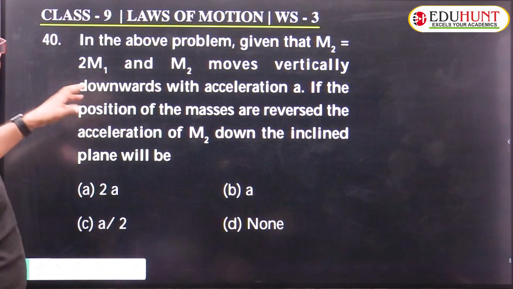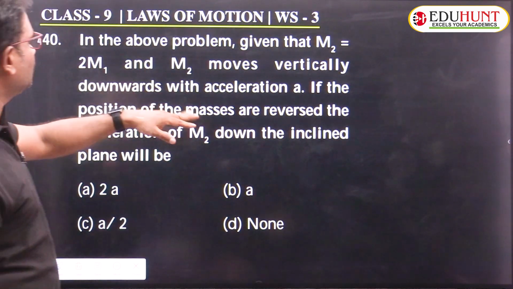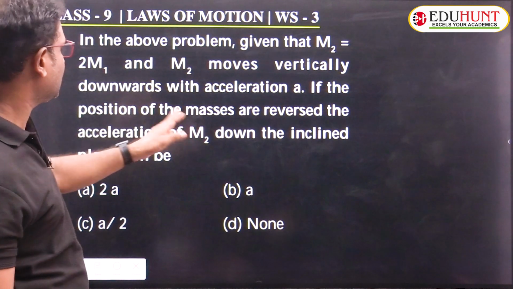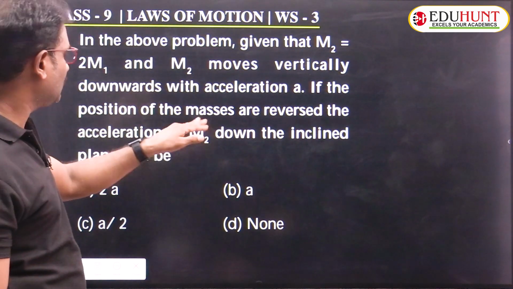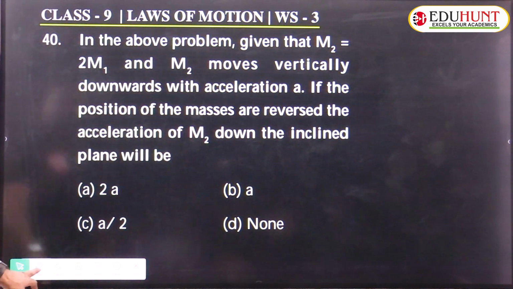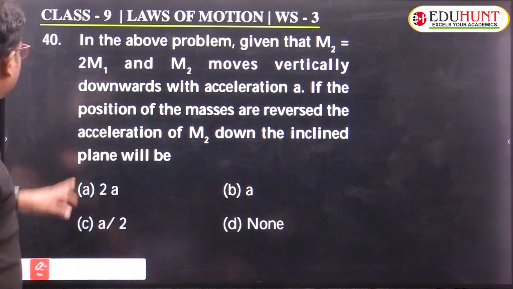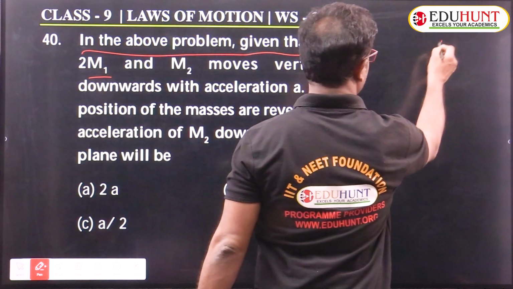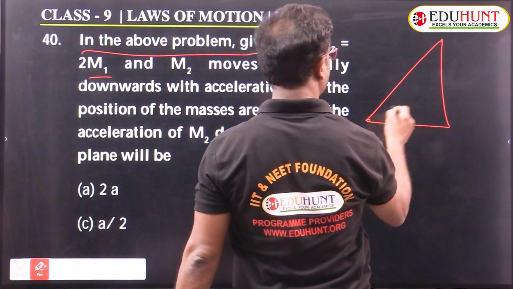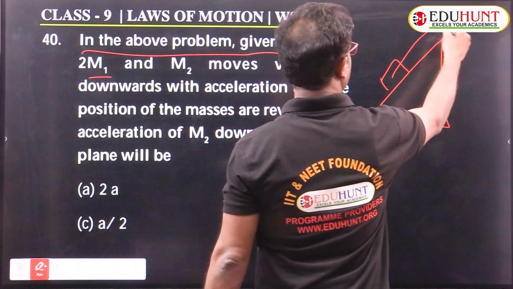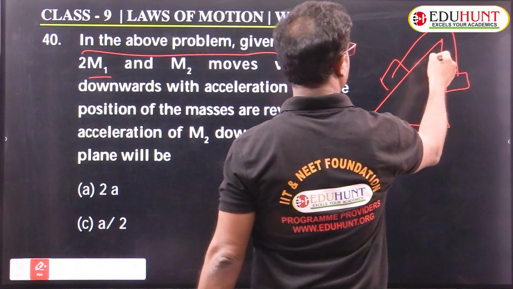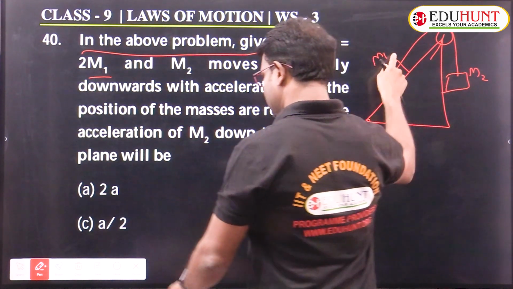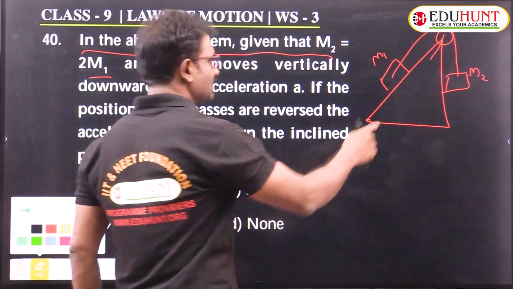In the above problem, given that M2 is equal to 2M1 and M2 moves vertically downwards with acceleration A, if the positions of the masses are reversed, the acceleration of M2 down the inclined plane will be, he is asking. So let us redraw the diagram once again. In the given problem, earlier the problem was like this. This was M1, this was M2.